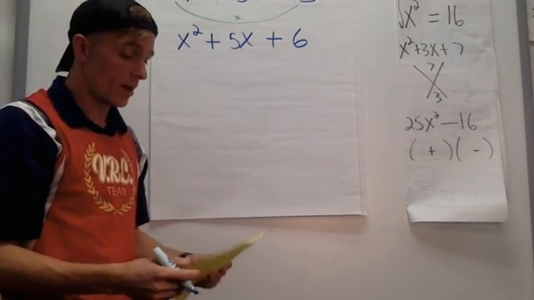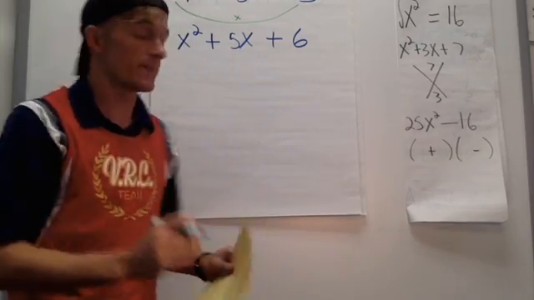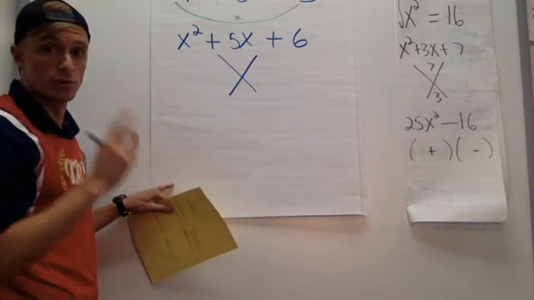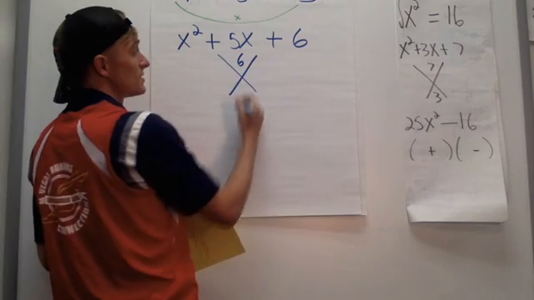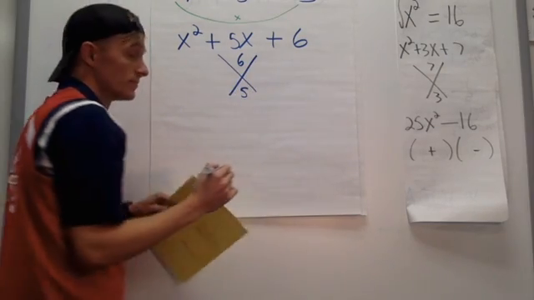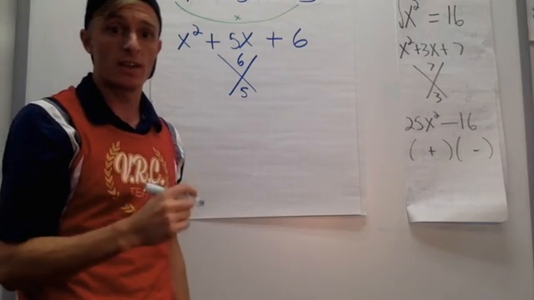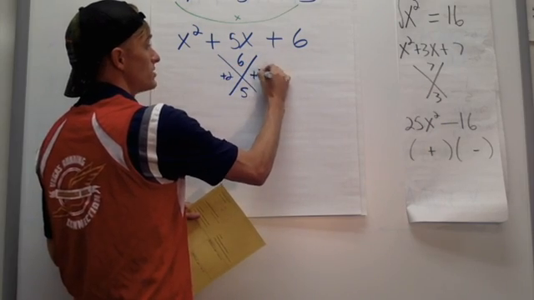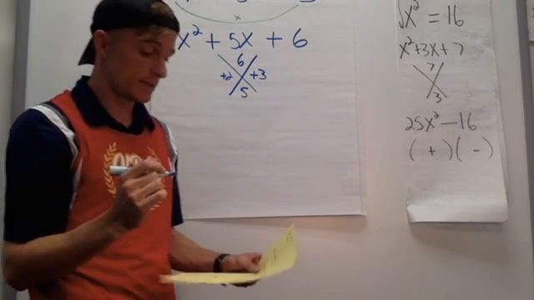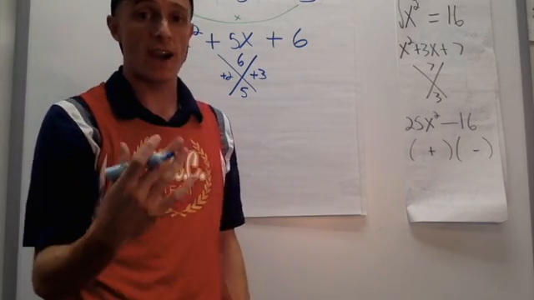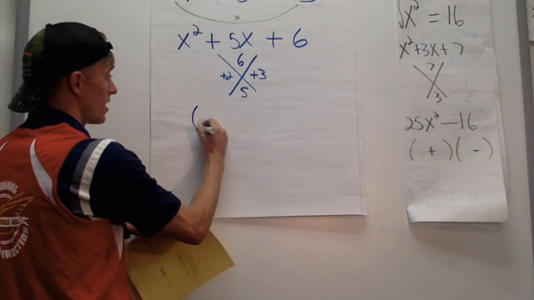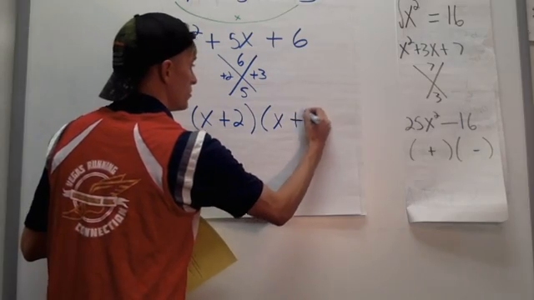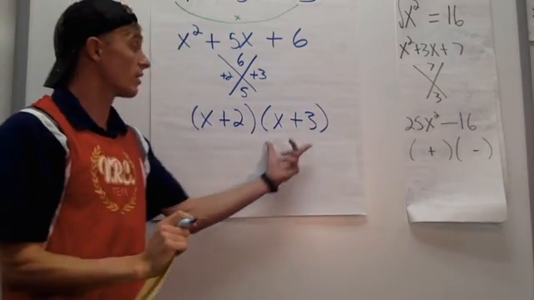Step 4 says we x factor. So we know how to do this. We make our x, and we look for 2 numbers that multiply to 6 and add to 5. Those 2 numbers are positive 2 and positive 3. Now we set up our factors: x plus 2 and x plus 3. And these are our factors.